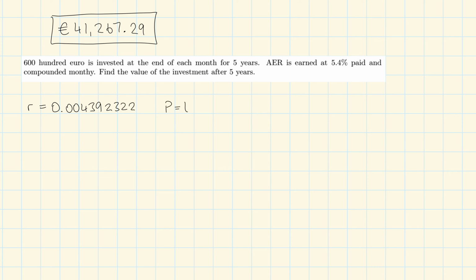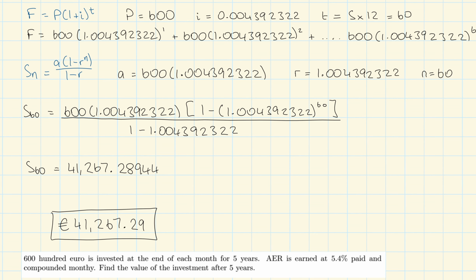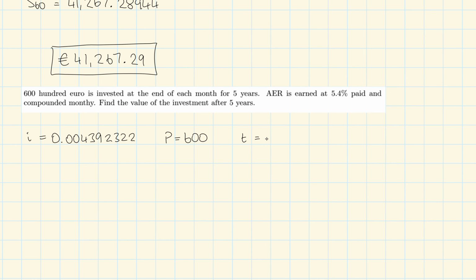Okay, then we have 600 being invested. There's our interest rate. We can write i instead. And then just what we need to be careful about here is for time. Because it's invested at the end of the month, we're going to be 1 short on the compounding period. So earlier on our series, we ran from 1 up to 60. So we'll still have 60 months. But instead, it's going to run from 0 all the way up to 59.